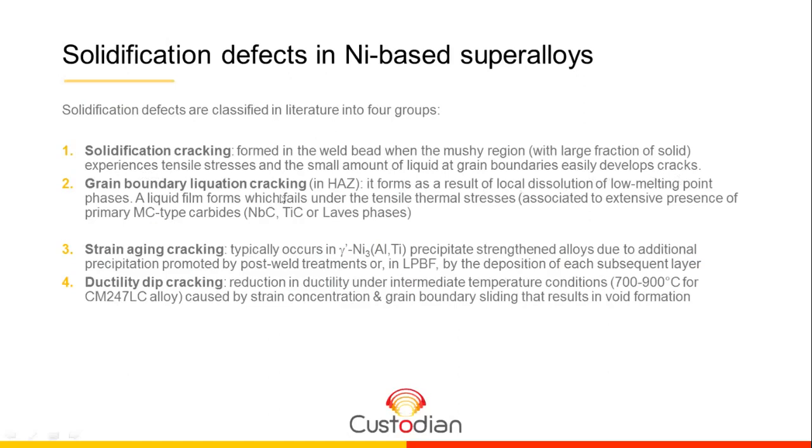A second, quite similar source of defect is grain boundary liquation cracking. The name comes from welding science, and this especially occurs in the heat affected zone. It forms as a result of the local dissolution of the low melting point phases, as we saw before, and this liquid film that forms fails again under the thermal stresses. And then we can also have strain-age cracking and ductility dip cracking, but they are sort of solid phase damage phenomena, which is not important for us at the moment.